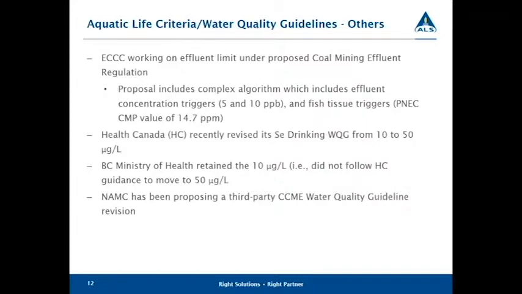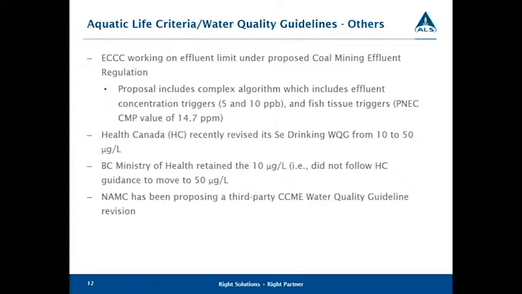Some of the other guidelines, as mentioned earlier: Environment and Climate Change Canada is working on a proposed coal mining effluent regulation. This includes effluent triggers of 5 and 10 ppb, and also a fish trigger value of 14.7, as mentioned earlier.